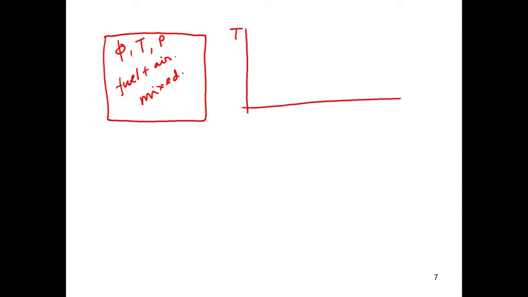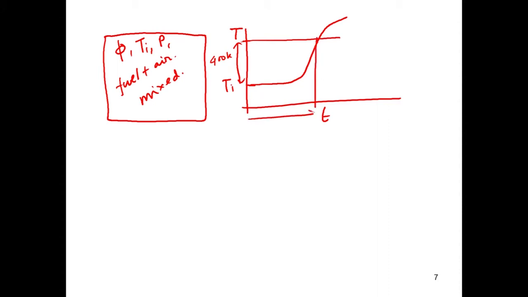So, if we plot the temperature versus time, you will see that if this was my initial temperature Ti and Pi, then the temperature will rapidly rise after some time. Now, we can say that the ignition delay time is the time it takes for the mixture to rise up to a specific temperature, which you define as, say, 400 Kelvin difference from the initial temperature, which we define as the ignition temperature. So, ignition delay is nothing but this time. Okay. So, this is one very important property that we need to characterize for fuels.